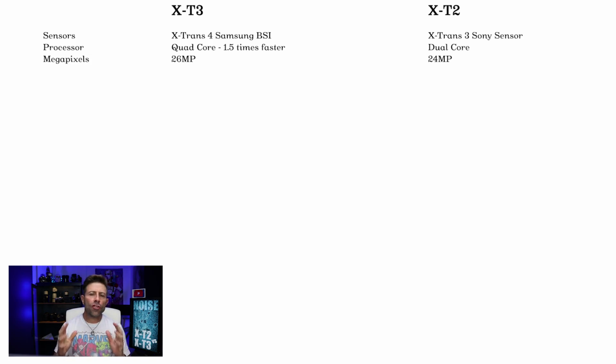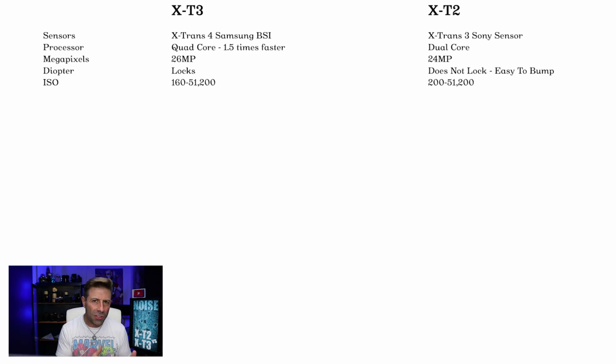Now, megapixels. 26 megapixels on the X-T3 and 24 on the X-T2. The diopter has changed, whereas the diopter can be locked on the X-T3, so you don't mess around with it and all of a sudden things are blurry when they really aren't. Now, ISO. ISO on the X-T3 will go from 160 all the way up to 51,200, whereas the X-T2 will go from 200 ISO up to that 51,200 mark. Dynamic range. Now, the X-T3 supposedly has about, let's call it, a half stop better dynamic range than the X-T2 does.